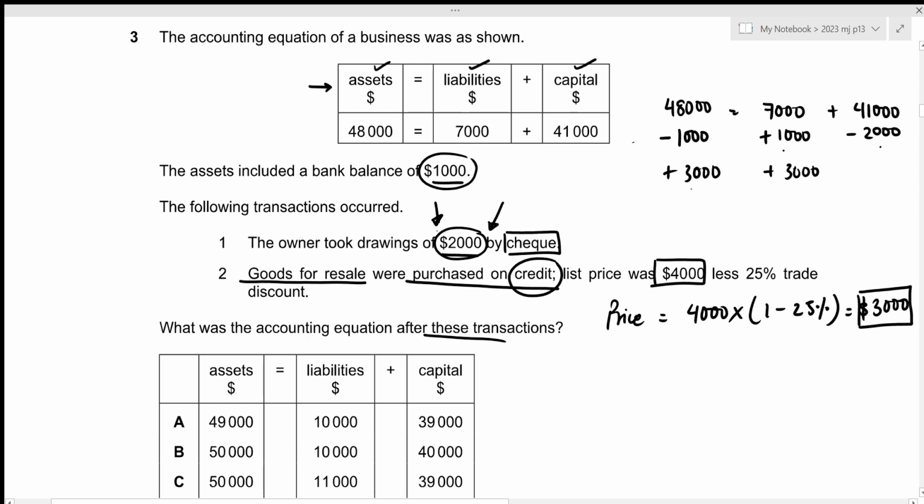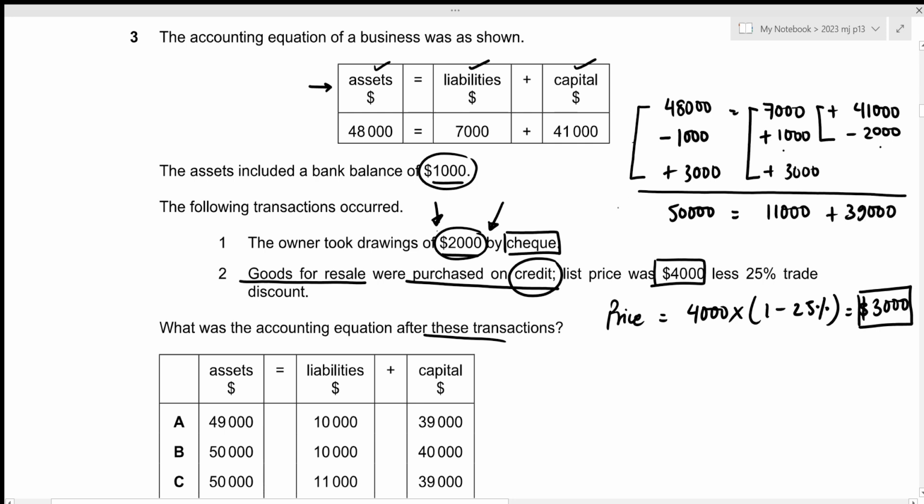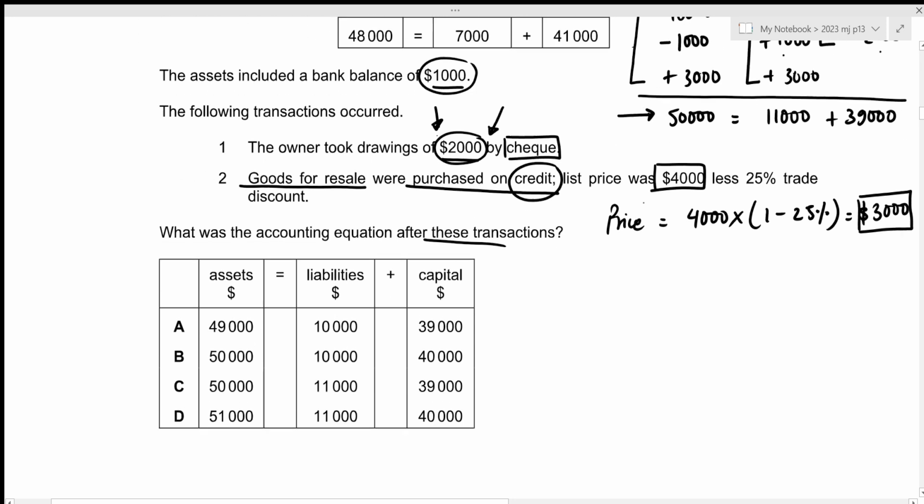Now we can figure out the total. So the total for our assets will be 48,000 minus 1,000 plus 3,000, which results in 50,000. For our liabilities, that will be 7,000 plus 1,000 plus 3,000, which is 11,000. And for our capital, that's 41,000 minus 2,000, which results in 39,000. So this is our final answer, and this is given in option C.